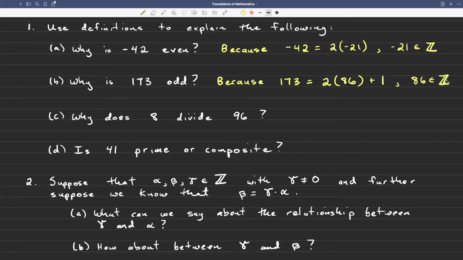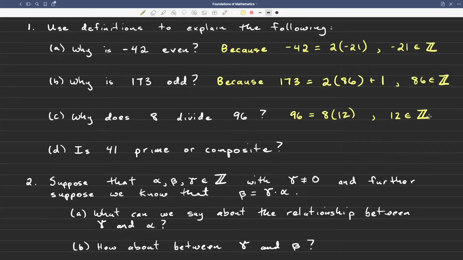Okay, part C. Why does 8 divide 96? Maybe we can cheat a little bit and go, okay, 96. How many times does 8 go into that? Let's see. Well, it's just 8, 16, 24... I guess I should know my 12 multiplication table also. The reason that 8 divides 96 is because we can write 96 as 8 times 12. And 12 is an integer as required by the definition of divides. So saying 8 divides 96 is the same as, you can factor 8 out of 96.